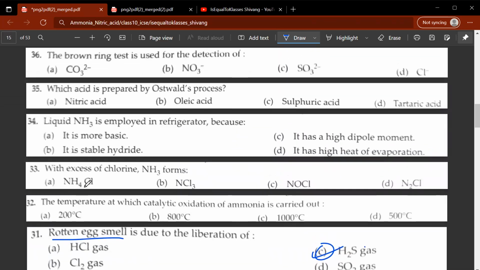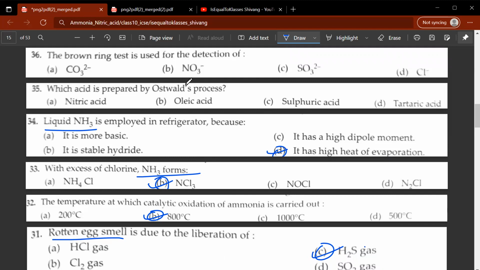Okay, so the 32nd question, the temperature at which catalytic oxidation of ammonia is carried out. So this would be B, 800 degrees Celsius. With excess of chlorine, NH3 or ammonia forms D, NCl3. Liquid ammonia is employed in refrigerators because. So the reason is because it has a high heat of evaporation. So D would be the correct answer.